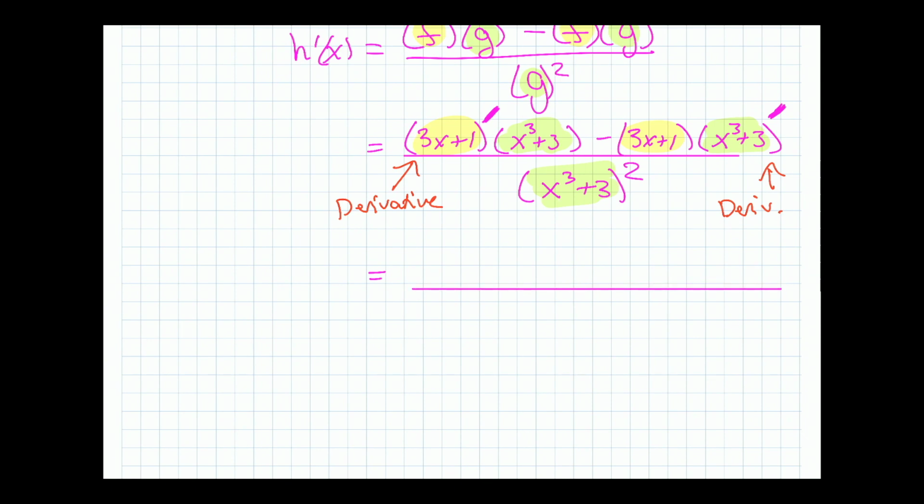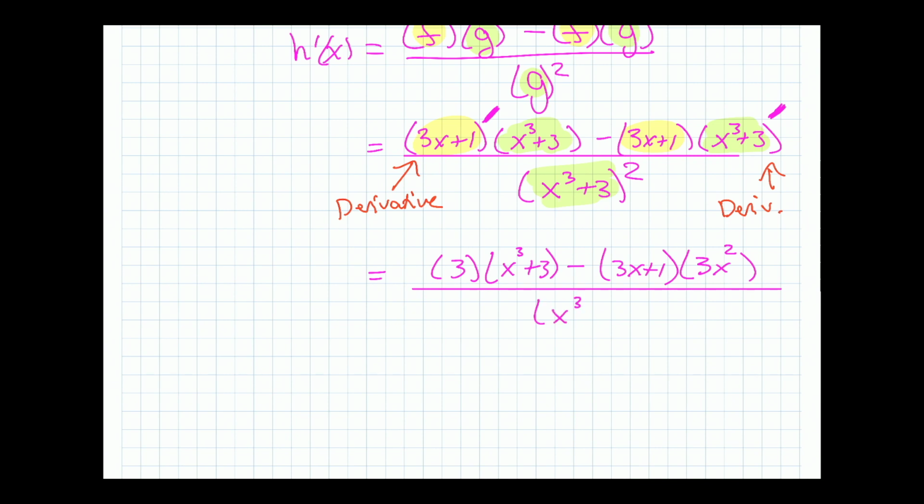All right, what's the derivative of 3x plus 1? Just 3, right? Remember, derivative of kx is k, derivative of a constant is 0. So that's just 3. X cubed plus 3, no derivative on that. Then we got minus 3x plus 1, no derivative on that, so we just leave it alone. Then we got x cubed plus 3 with a derivative on it. So what's the derivative of x cubed? 3x squared. What's the derivative of 3? 0, it's a constant.